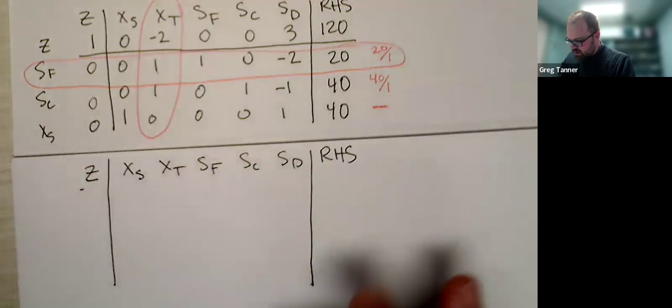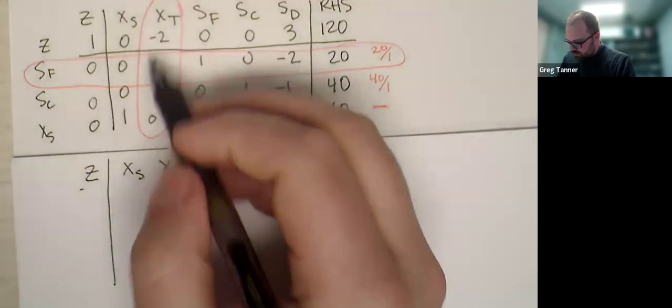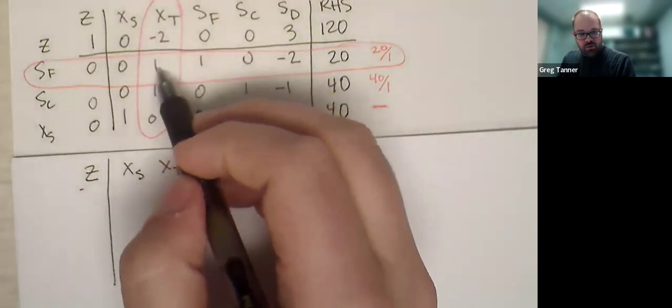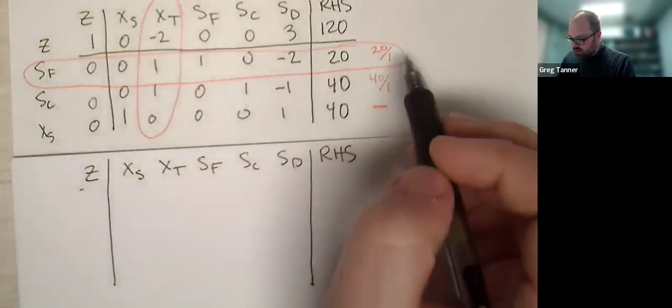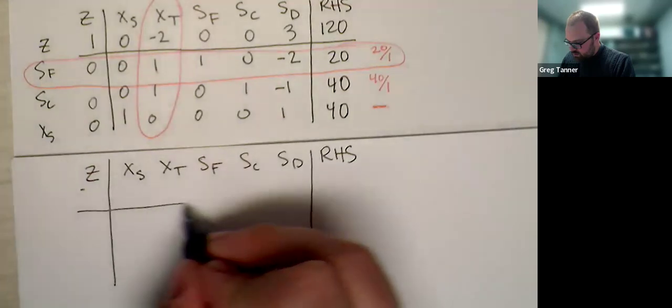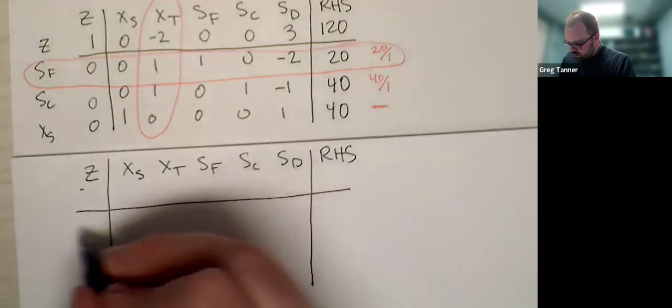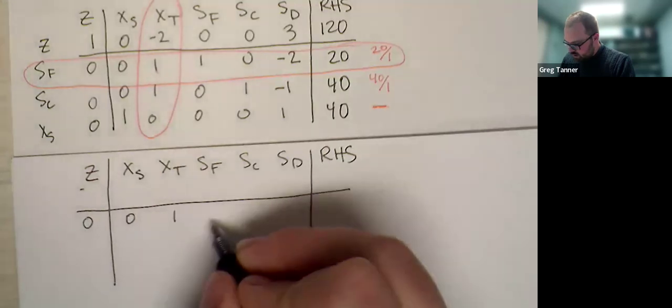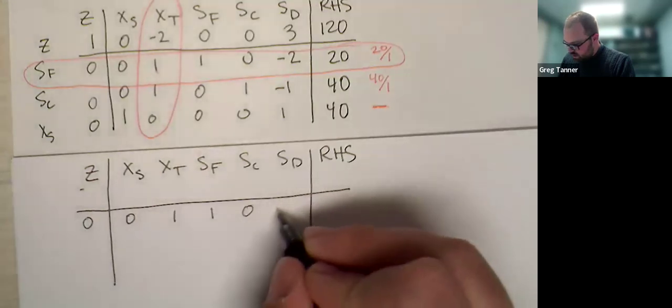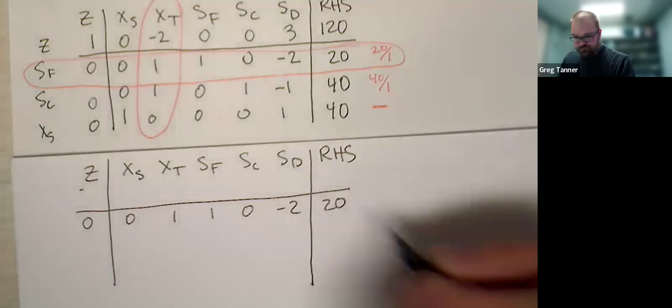Okay, so I'm going to want to turn this value into a 1. Turns out it's already a 1, and so I can leave this row alone. And so let me draw this line here. And then this second row is going to stay as 0, 0, 1, 1, 0, -2, 20.